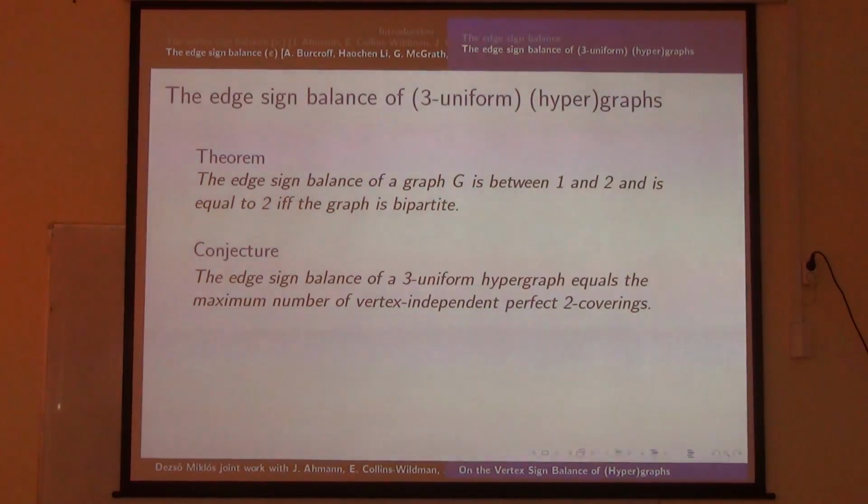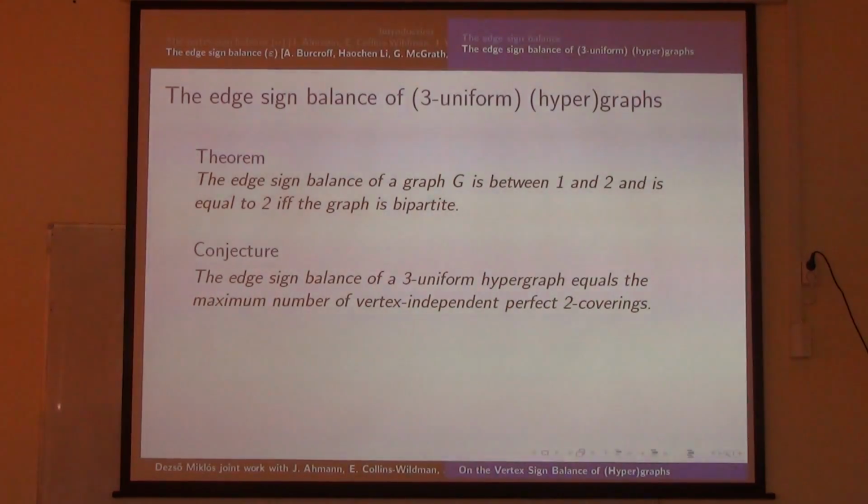Then the next step was to try to find out as much as possible about the edge sign balance of 3-uniform hypergraphs. Once you know everything about the 2-uniform hypergraphs, and as a 3-uniform hypergraph is uniform, the minimum of the edge sign balance is 1, the maximum is 3. So the question is, which are the 3-uniform hypergraphs with edge sign balance 1, 2, and 3. And then this conjecture turned out to be too difficult, so it's still open whether it's true or not.